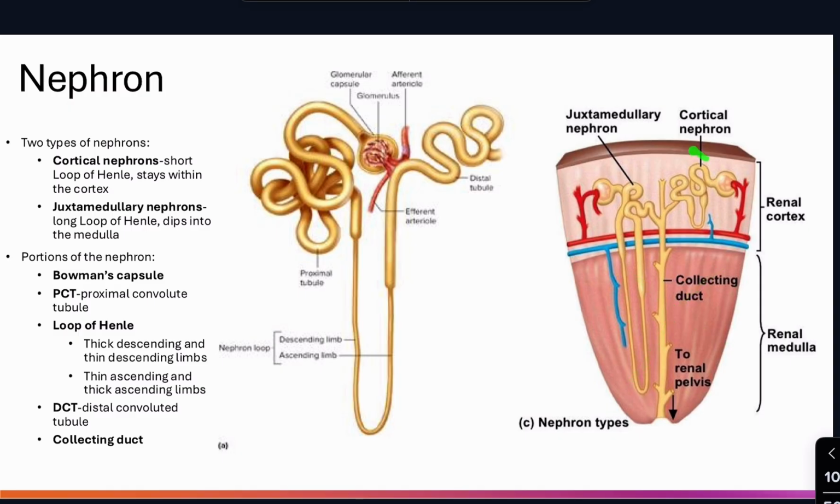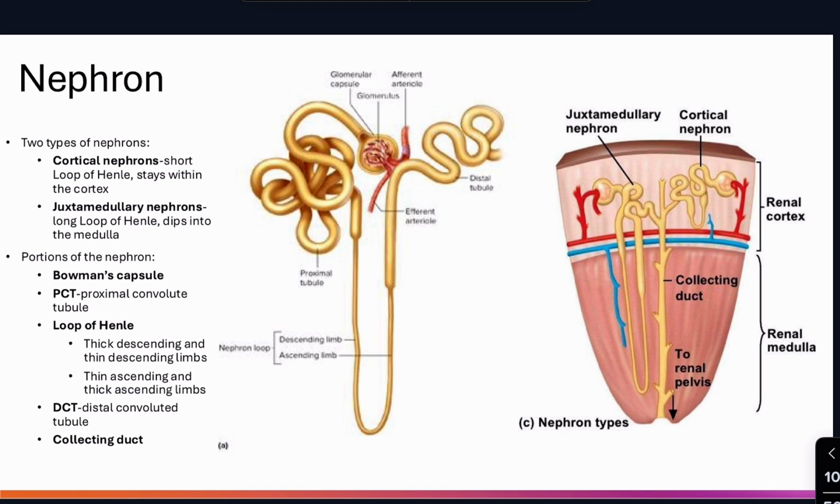So we have the cortical nephron, like over here on the right, we could see, and you're going to have your glomerulus, you have your afferent and efferent arteries going in and out, and the entirety of it, including this lower bottom part that dips down called the loop of Henle, that's all going to be within the cortex.